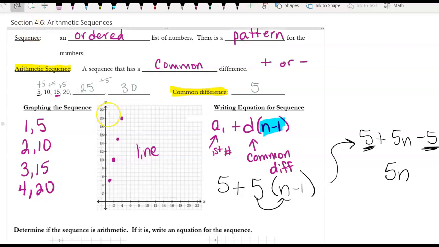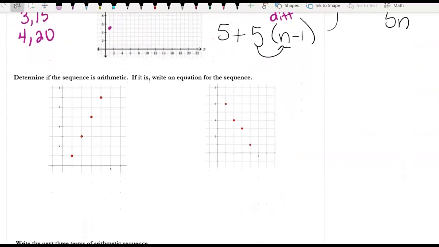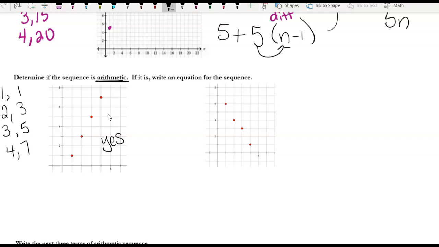Okay, so let's look at some pictures and let's try some of these problems. So we need to determine if it is an arithmetic sequence. And remember, it has to be a straight line. And this is a straight line, so this one's a yes. So I'm going to list my first number is at 1, 1. My second number is at 3. My third number is at 5. And my fourth number is at 7. So this is the first, the second, the third, the fourth. So if I write my sequence, this is my sequence.